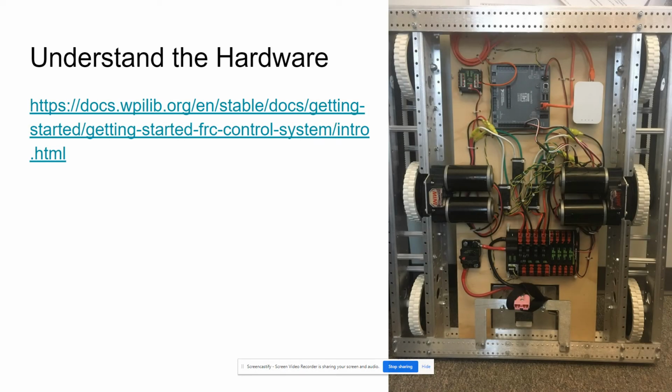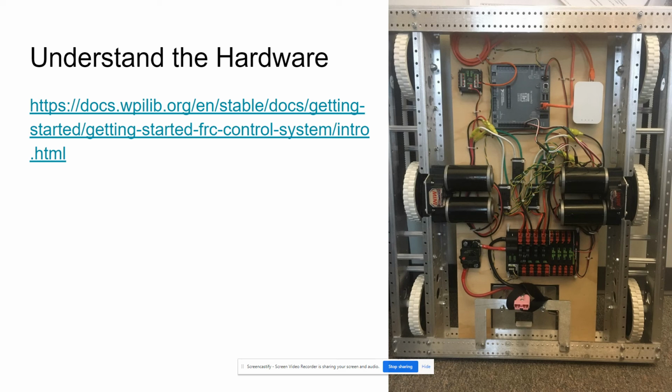Now, a key thing is programming for robotics. There's a connection between what you are writing in code and what the physical hardware is. The WPI library has fantastic resources on understanding the control system. This is required reading for our team if you want to be involved in programming or electronics, and you should take the time to understand how everything goes together.